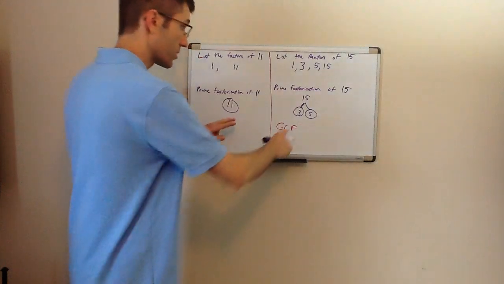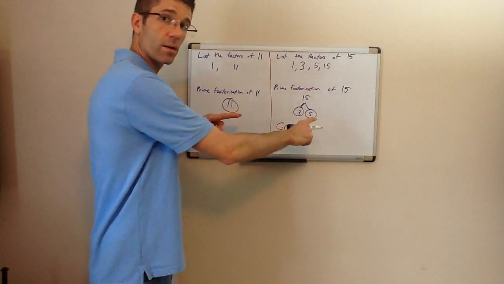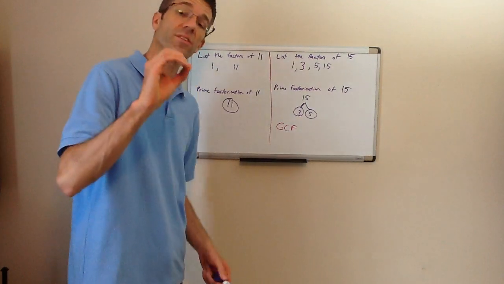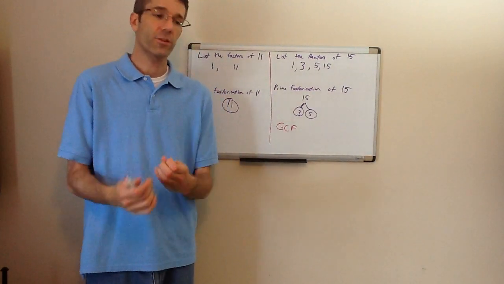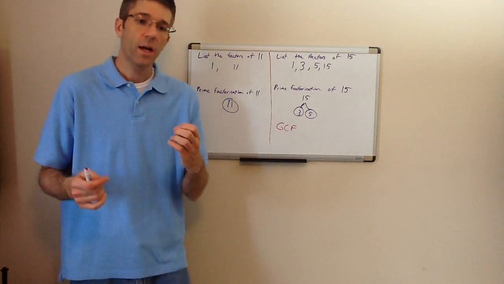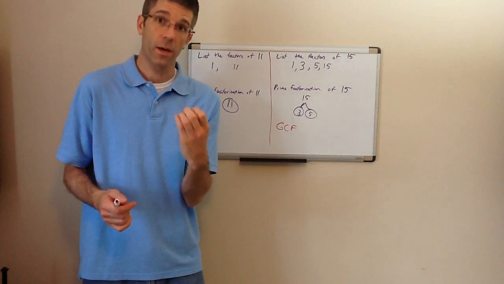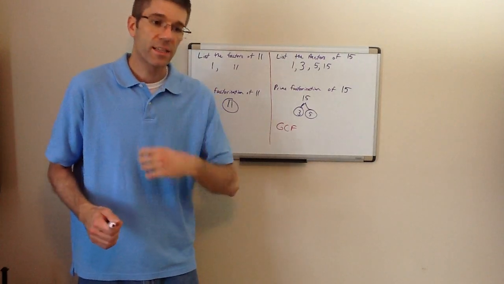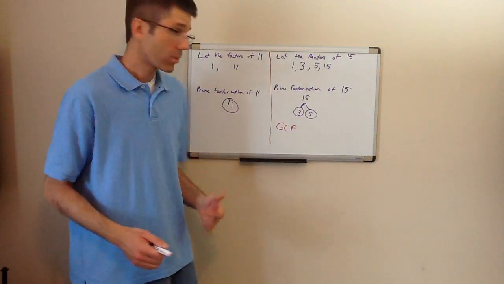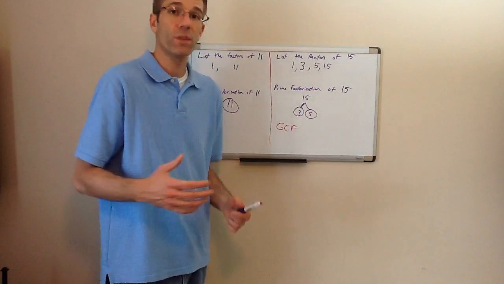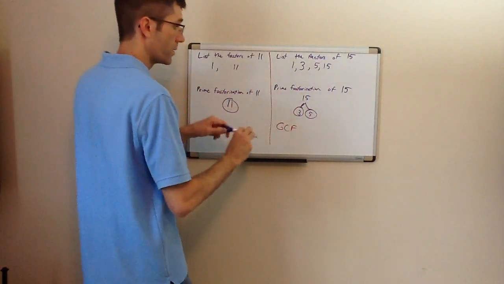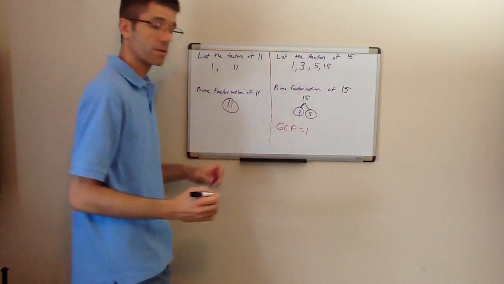Well, let's do it this way first. What do they share? Nothing. They share nothing. That does not mean the answer is 0, because the greatest common factor is the largest integer, regular counting number, no fractions, no decimals, the largest counting number that I can divide into 15 and 11. Well, they don't have anything in common, and so the only thing that goes into both of them is obvious in this list, and that's a 1. So the GCF between these two numbers is 1.